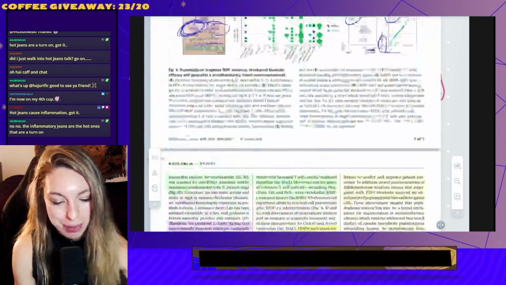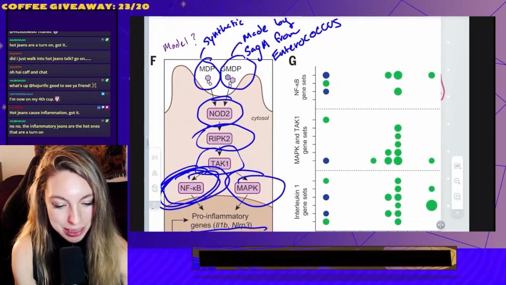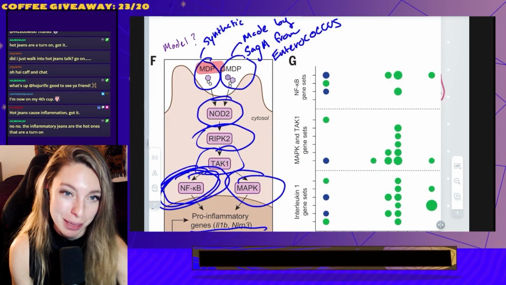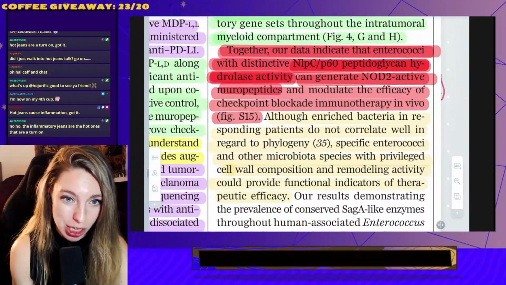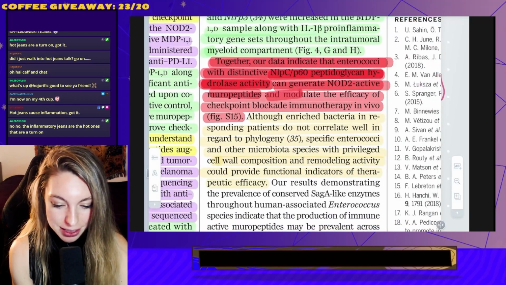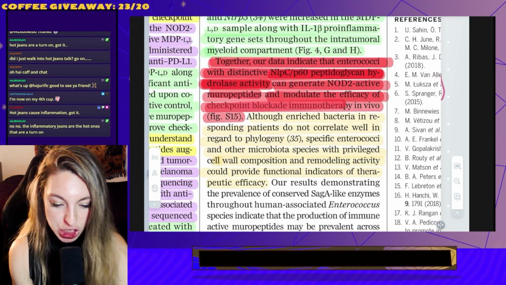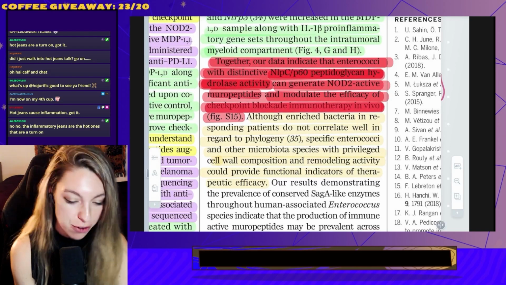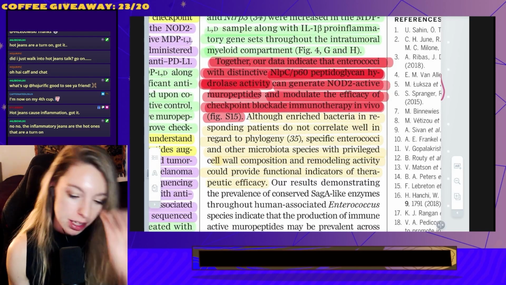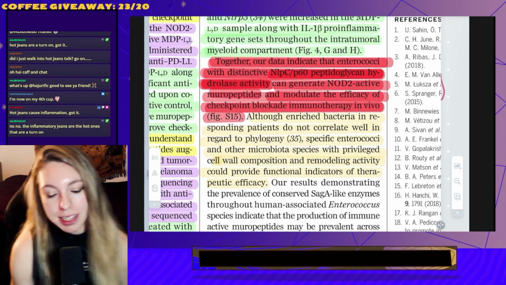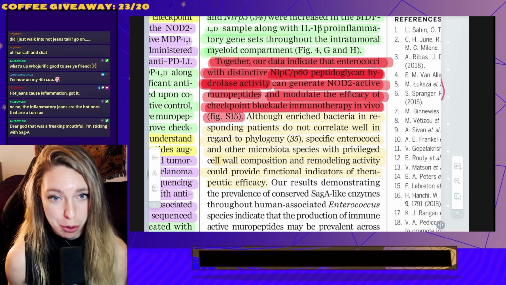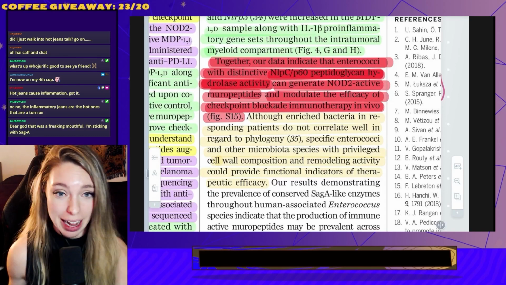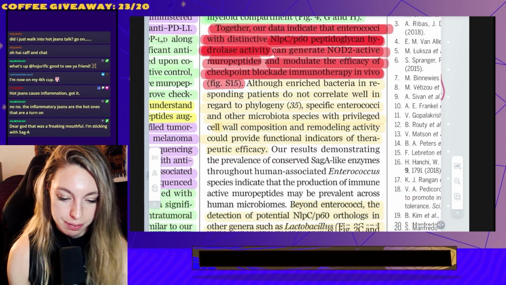Again, muropeptides, what are they? GMDP, and then the synthetic version is MDP. So SagA makes GMDP, and this modulates the efficacy of checkpoint blockade immunotherapy in vivo, which just means in the mouse. Modulating the efficacy means it's helping make checkpoint blockade immunotherapy better because it's somehow activating more T cells.